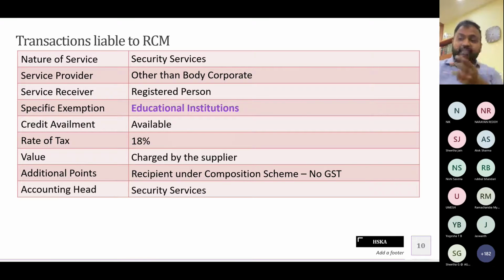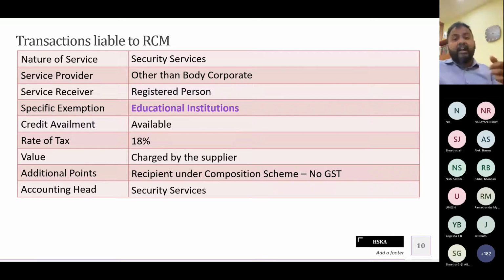Because he might be receiving services from an individual. So assuming there is an individual who is providing security services to me and I'm registered under the GST law, I'm an individual, still I'm required to pay tax under reverse charge mechanism. But if I hire a company who is providing security services to me, then even though I'm registered, I'm not required to pay tax under reverse charge mechanism because the service provider now is a body corporate. So reverse charge mechanism will come into picture only when I'm receiving services from a person who is not a body corporate. Right?